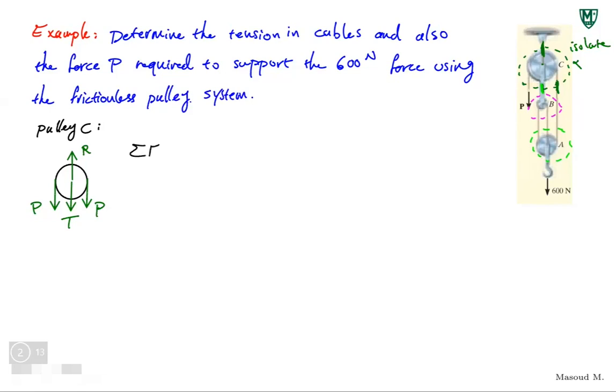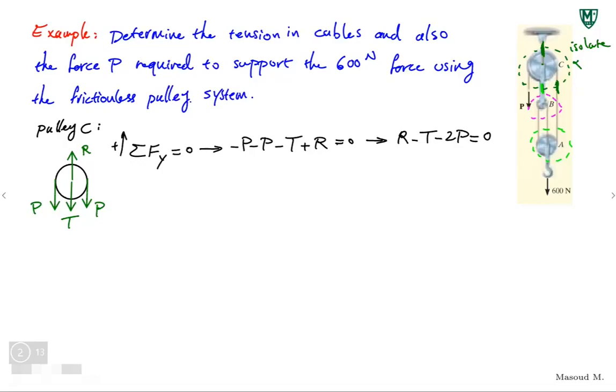So there is only one direction in this case. Summation of forces in y direction should be 0, and I'll take upward as positive. So that will give me minus P minus P minus T plus R is equal to 0. You can write it as R minus T minus 2P is equal to 0.